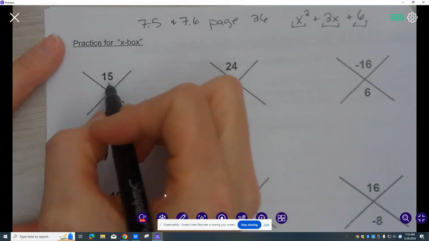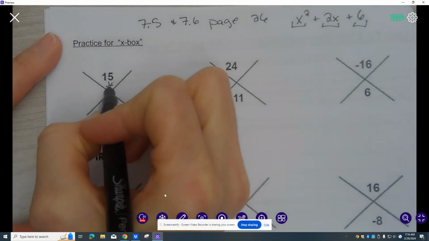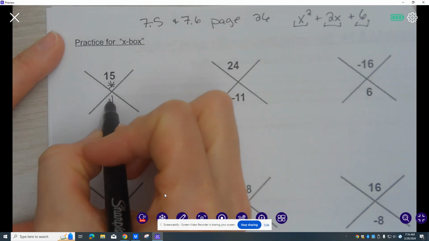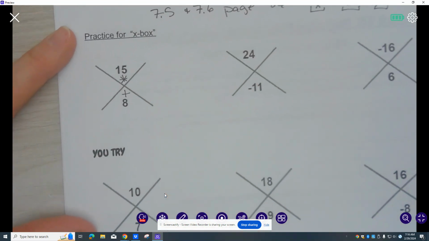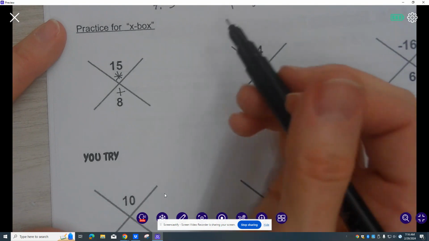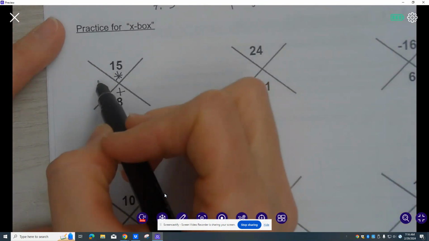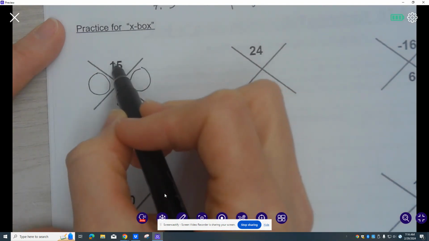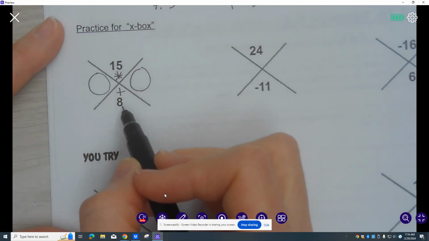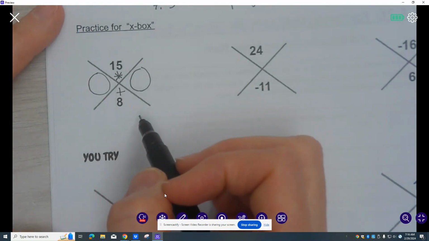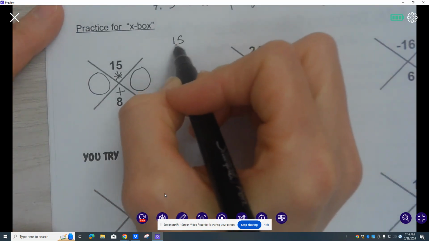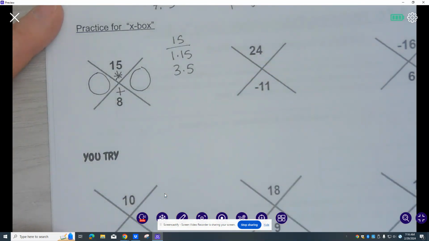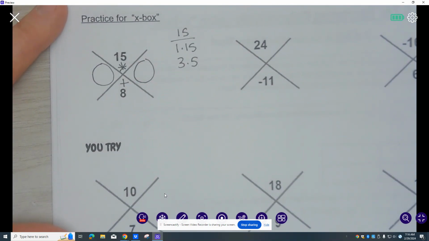First thing I want you to do is under this 15, put some kind of symbol so you know that is multiply, and then above that 8, a plus. So what we are looking for are two numbers that are going to go here and here that multiply to give me 15 and add to give me 8. So you want to start by listing the factors of 15 just like we did when we were finding greatest common factor. So go ahead and write those down, pause the video if you need to.